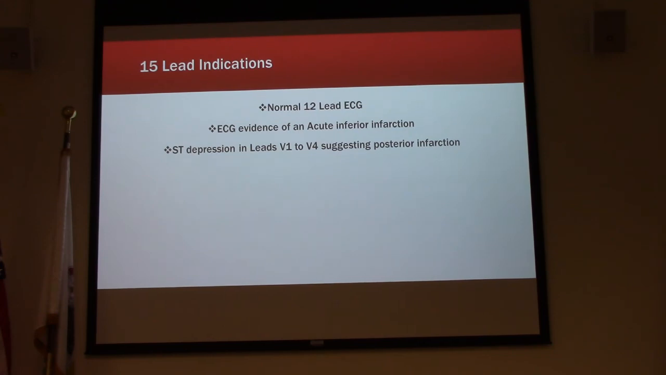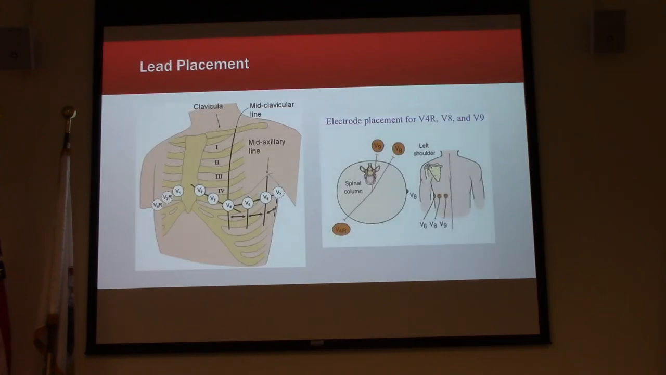Or the other one is that I have V1 through V4, I have ST segment depression. If we have depression on one side of the heart, which would be our anterior side, then we may have elevation on the posterior side. Again, that might be some type of indication.